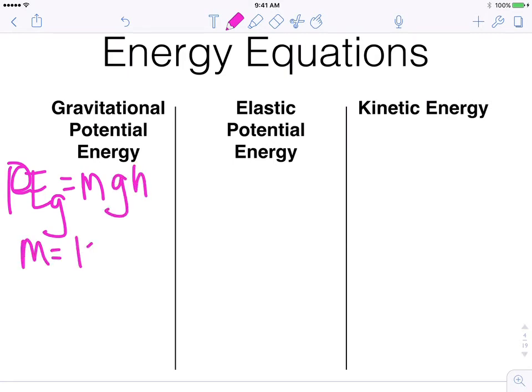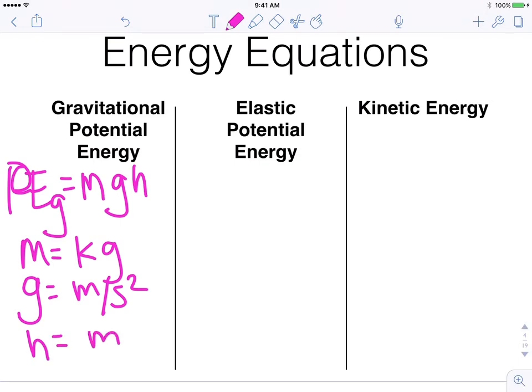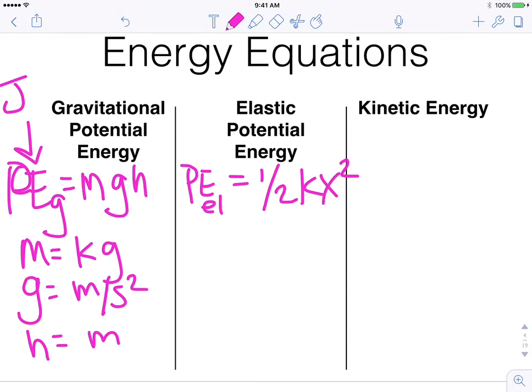Mass is kilograms. Gravity, meters per second squared. And then height is in meters. You have kilograms meters squared per second squared, it's just joules. So PE is joules. Elastic potential energy, PE_EL, subscript EL, is equal to 1/2 k x squared. K, remember, is the spring constant.